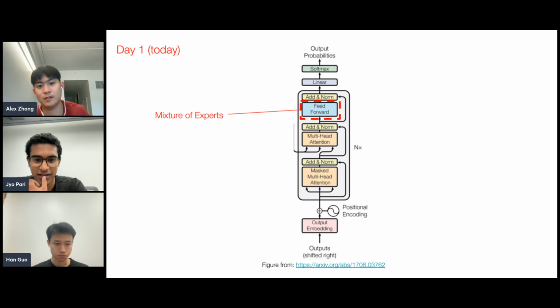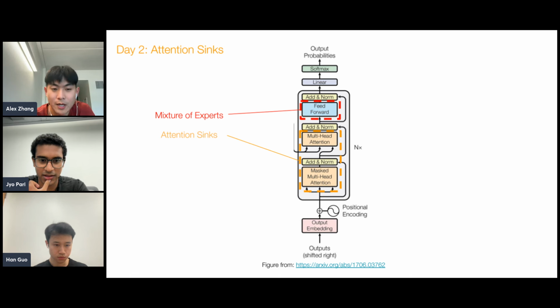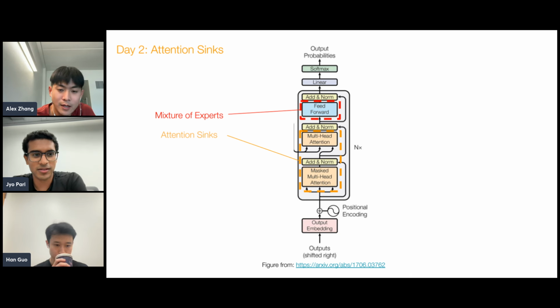To give a brief overview of what's going to happen: today we're mostly going to be talking about MoEs. There's going to be some other stuff in the context of FlexOlmo, but basically looking at the feed-forward layer and how this has been replaced with MoEs for larger models. Tomorrow, we're going to be talking about attention sinks and other related stuff by one of the main authors of the paper.